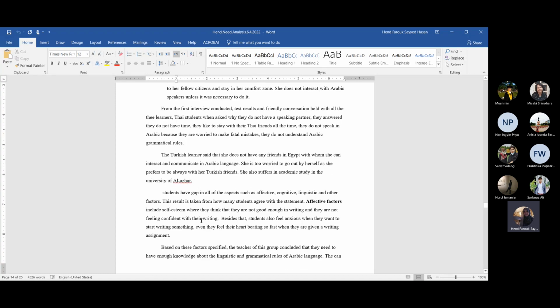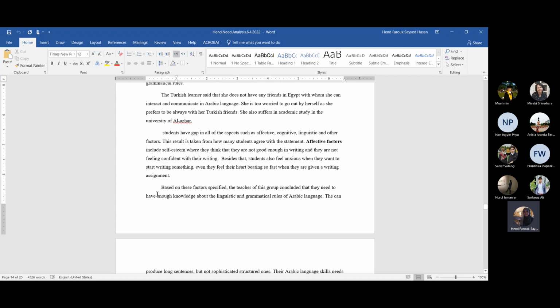The Turkish learner said that she doesn't have any friends in Egypt with whom she can interact and communicate, except for me, of course. She is too worried to go out by herself, as she prefers to always be with her Turkish friends. She also suffers in her academic studies at the University of Al-Azhar. Students have gaps in all aspects such as affective, cognitive, linguistic, and other factors. Mainly, I concluded that they need to have more interaction with Egyptian society.